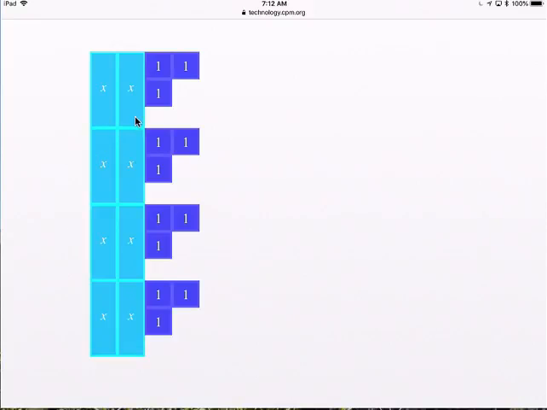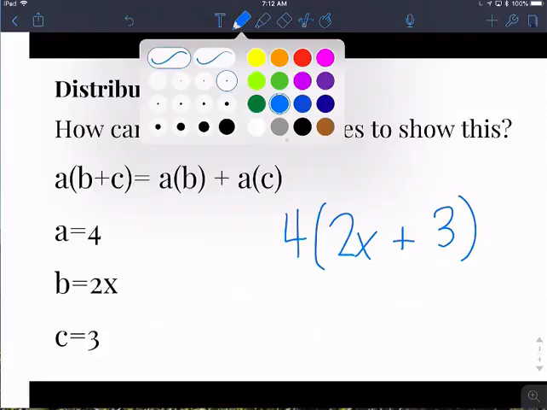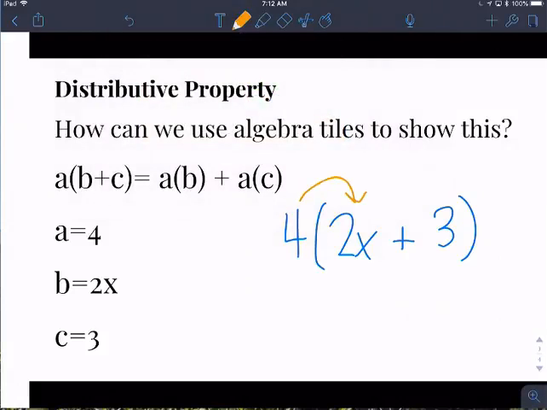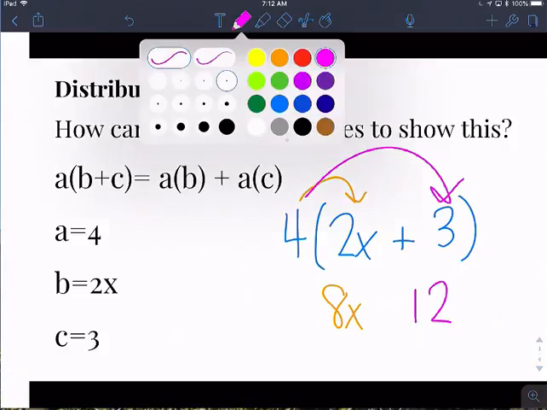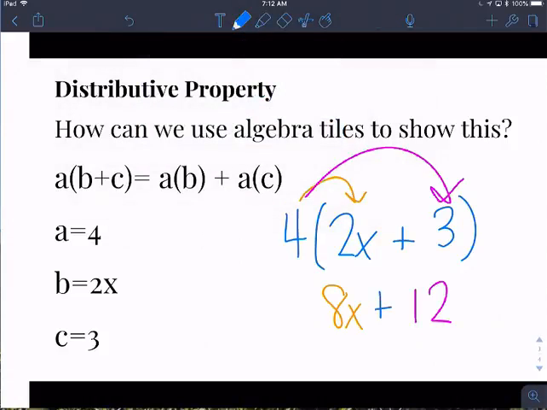So now we have 1, 2, 3, 4, 5, 6, 7, 8 x tiles, and 1, 2, 3, 4, 5, 6, 7, 8, 9, 10, 11, 12 one tiles. So let's check to see if we get that same thing. 4 groups of 2, so 4 times 2 is 8, and 8 x tiles, and that's what we saw before. And then 4 groups of 3, which would be 12, and we did have 12 one tiles. So we see 8x plus 12. We're just rewriting it in a different way, an equivalent way, and more simplified.